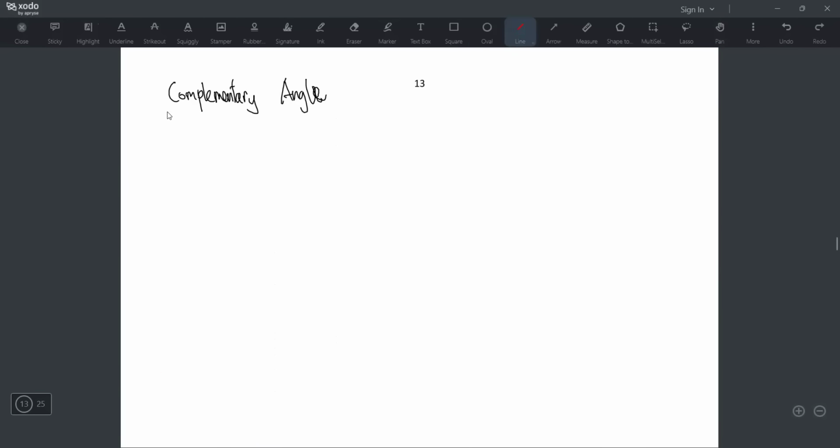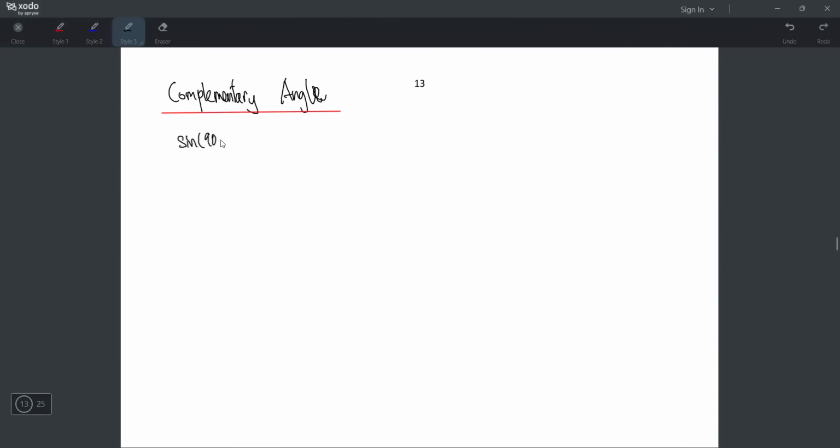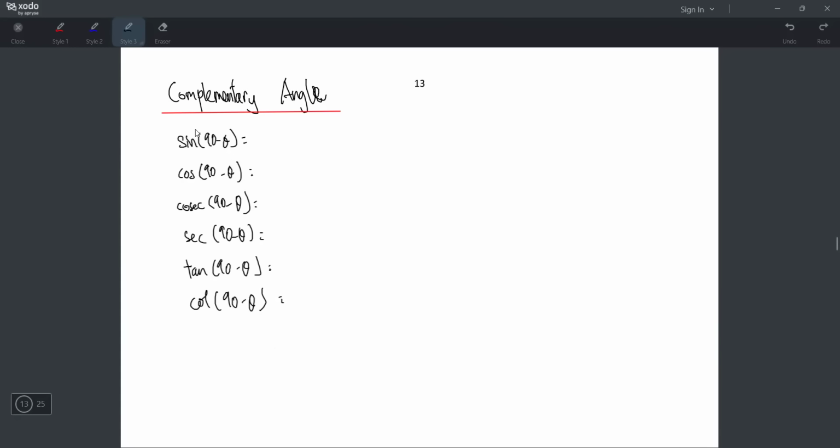Complementary angle means when two angles add up to 90 degrees. So sine 90 minus theta equals cos theta, cos 90 minus theta equals sine theta, and likewise for cosec 90 minus theta, sec 90 minus theta, tangent 90 minus theta equals cot theta, cot 90 minus theta equals tangent theta. So sine 90 minus theta is actually cos theta. Cos 90 minus theta is sine.